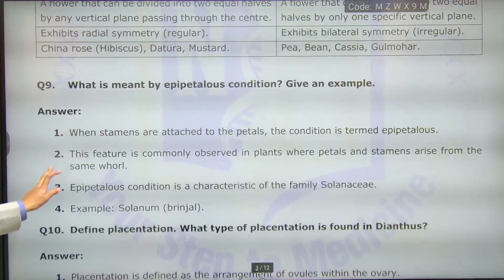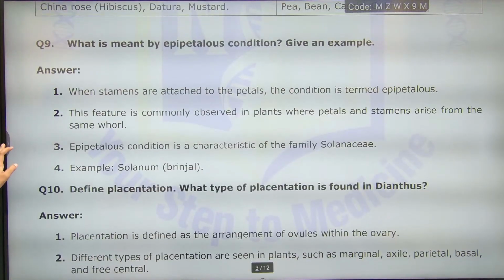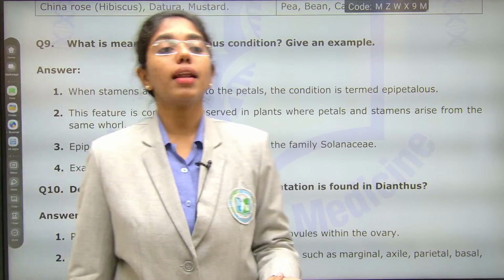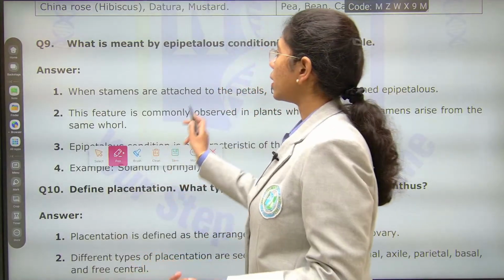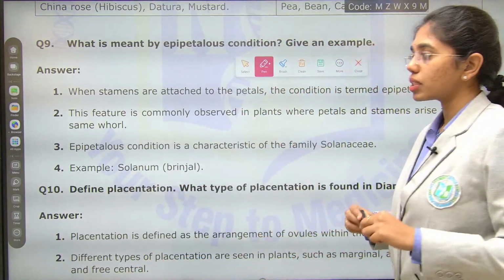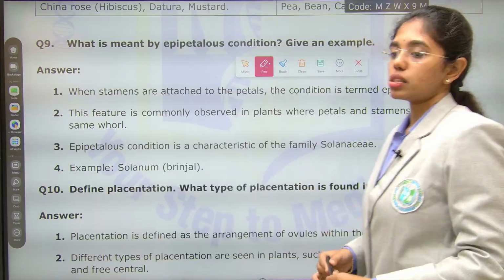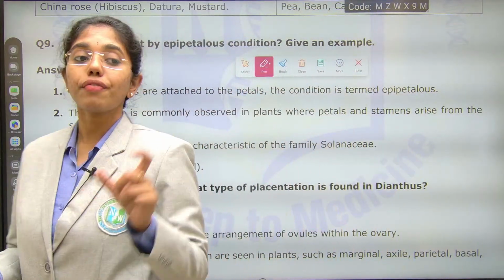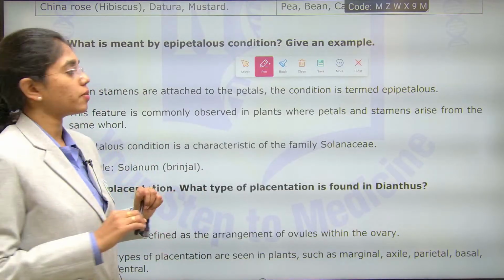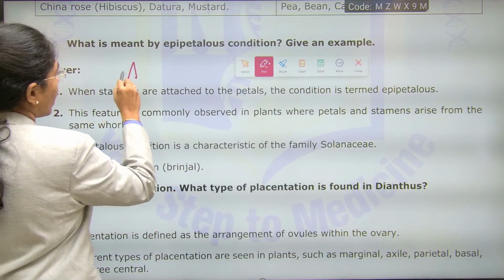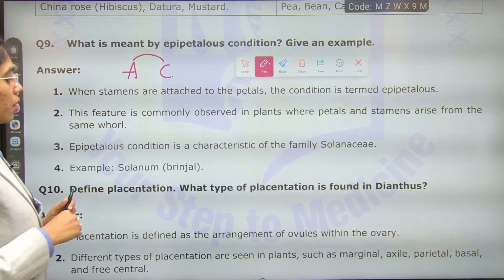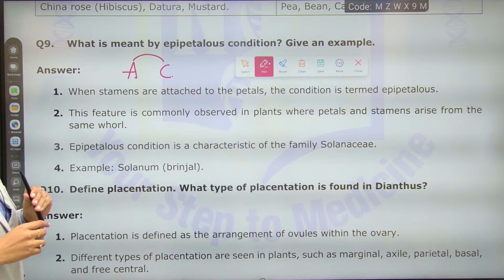Next, what is epipetalous condition? Epipetalous condition is a characteristic feature of Solanaceae members. What is the condition? Epipetalous condition is the attachment of the androecium with petals. This is how you can remember it. This is the epipetalous condition observed in Solanaceae members.